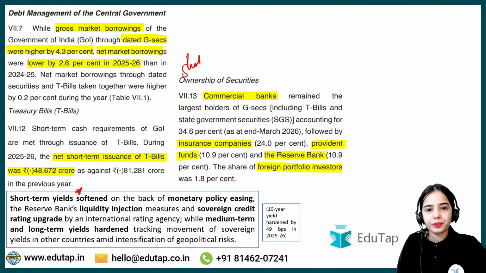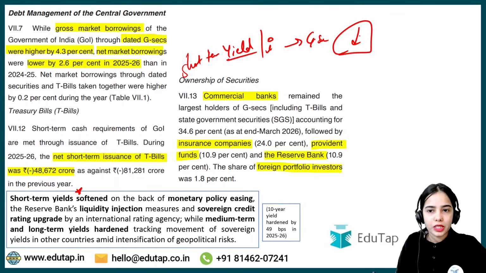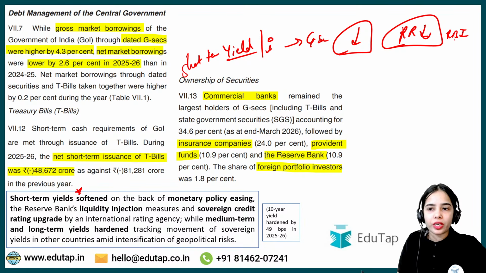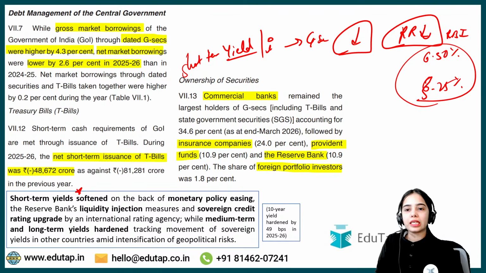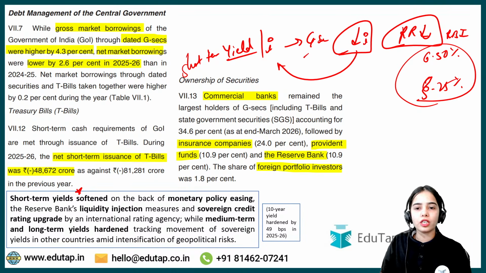So for the short term, the interest rate for the government securities softened. That means it decreased. Why did it decrease? Because the repo rate is decreasing in the economy. The RBI decreased the repo rate from 6.50% to 5.25%, and with the decrease in the repo rate, there was a decrease in the interest rate for the government securities.